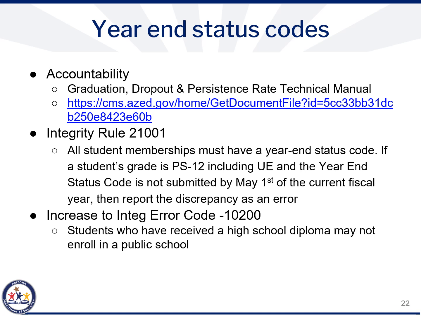10200, specifically stating that a student who has received a high school diploma may not enroll in a public school. This is because in previous years, an LEA mistakenly recorded a year-end status code of G for graduated for a grade other than 12. This integrity error can impact current year funding and previous and next year's funding. If you have questions about this code or have been impacted by this code, you can reach the accountability department for questions.